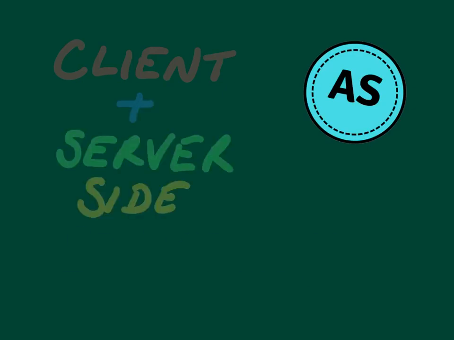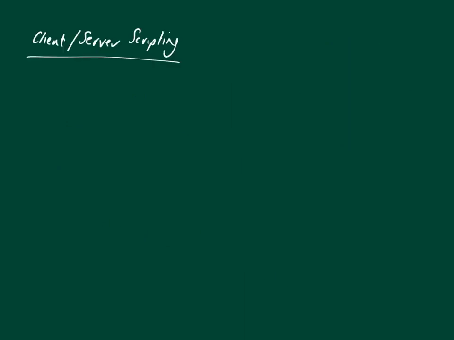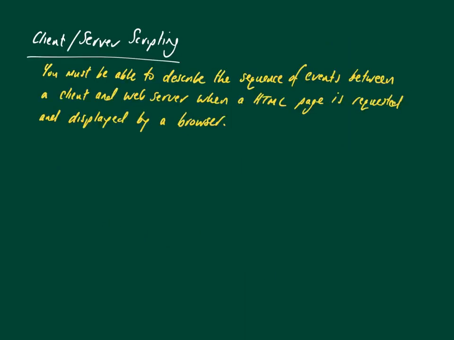This video is concerned with the theory around the steps involved in client and server-side scripting and the differences between interpreting client-side scripting and interpreting server-side scripting. In this video, we're going to look at client-server scripting and in particular the sequence of events between a client and web server when an HTML is requested by the client and displayed on a browser on the client computer.